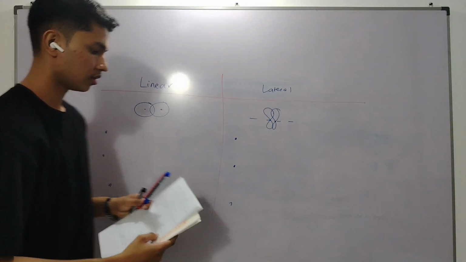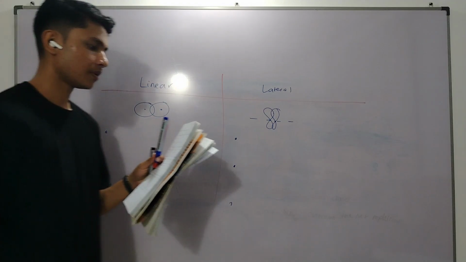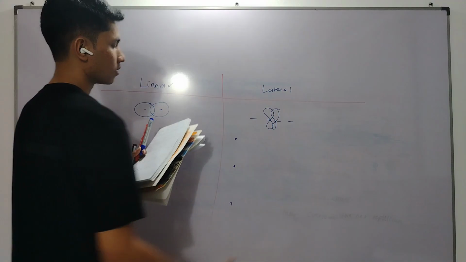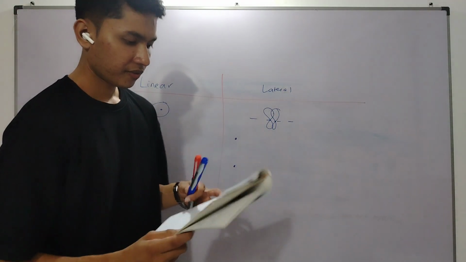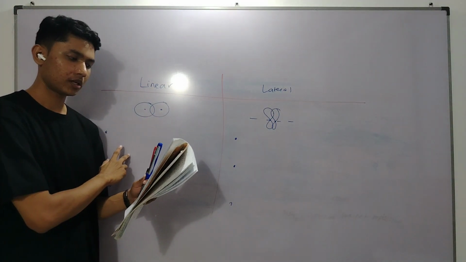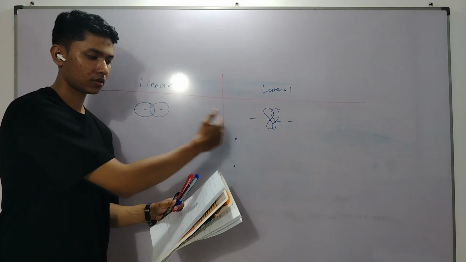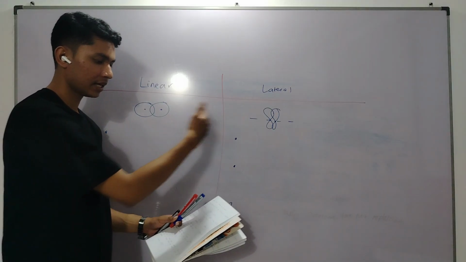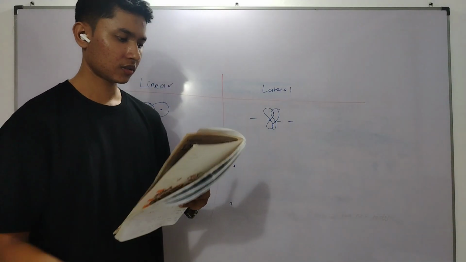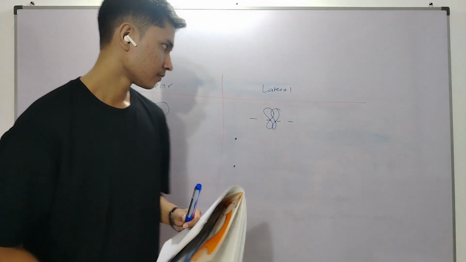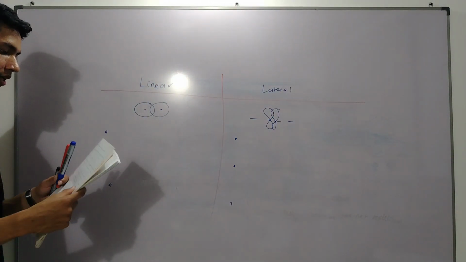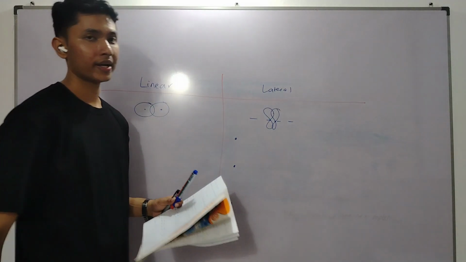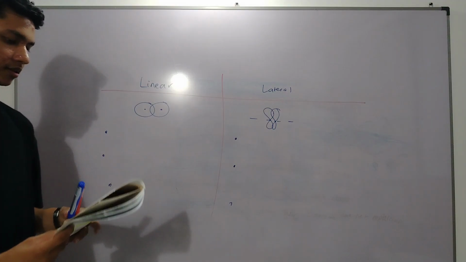Third point. Linear forms a sigma bond; lateral forms a pi bond. Fourth point. On linear overlapping, there are no internuclear repulsions. On lateral overlapping, there are internuclear repulsions. Fifth point. On linear overlapping, the bond is strong. Here, the bond is weak.